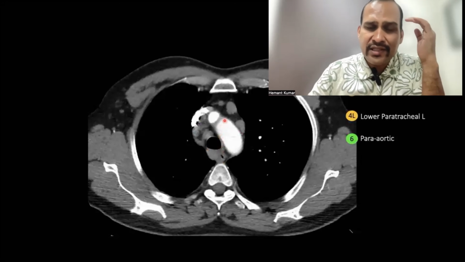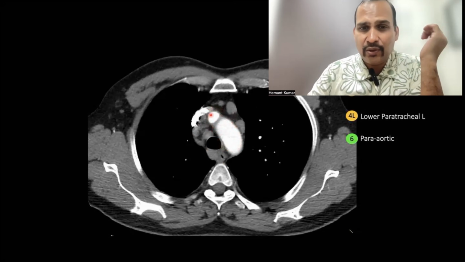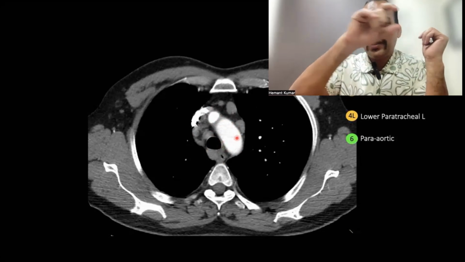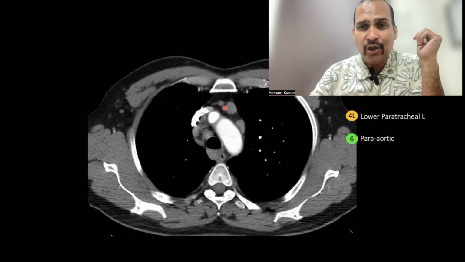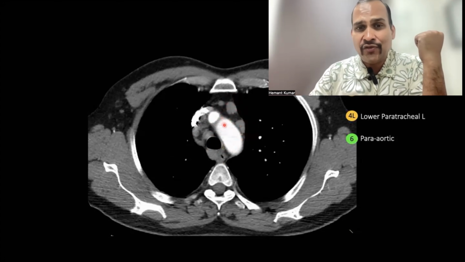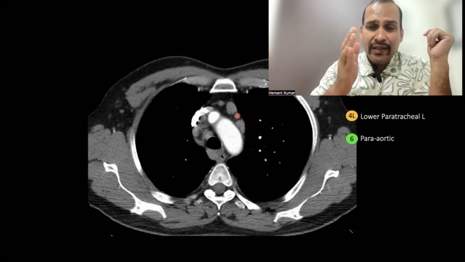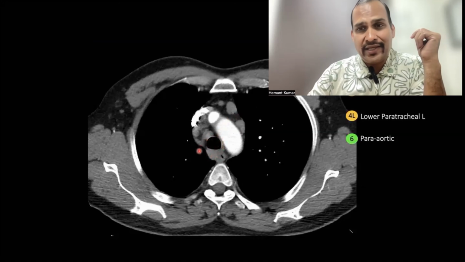Okay, so in this diagram you can see the arch of aorta is getting started. I told you that once the arch of aorta is seen, you can see the lymph node along the arch of aorta, in front of it, anterior to the arch of aorta. That is the para-aortic lymph node. These are the para-aortic lymph nodes. Then when the arch of aorta is there, the trachea is the lower trachea.